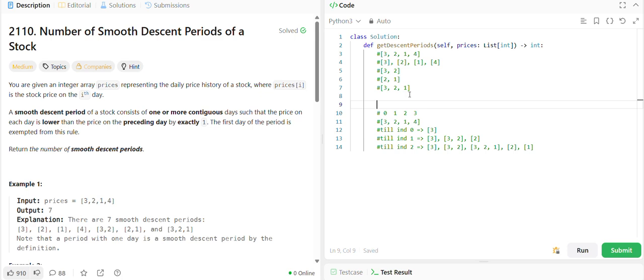Here we can use two variables. One is count, which represents the number of consecutive days up to the current day that form a smooth descent period, and initially we will store 1 in count. And another variable is result, which represents the total number of smooth descent periods found so far.